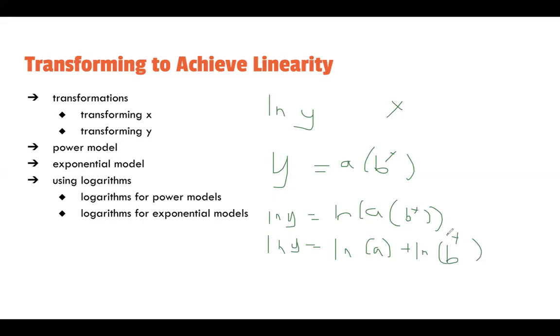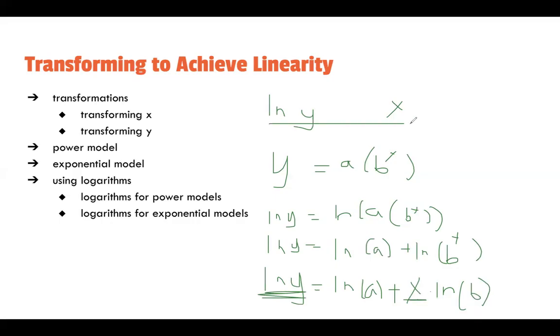And now we can do the same thing with the power rule, bring down the exponent. This time the actual exponent is the variable. So you're going to have ln of y is equal to ln of a plus, and then you bring down x times ln of b. So if you rearrange it a bit, this ln of b is just going to be the slope for x, and now you just have ln of y on one side and x on the other. Not ln of x, just x. That's why it's ln of y versus x. So ln of a, again, is going to be the y-intercept.